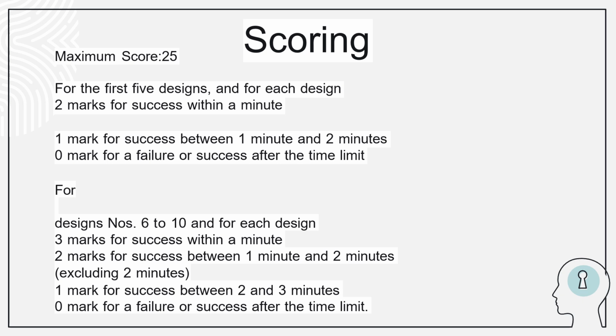marks. And for design 6 to 10, for each design, 3 marks for succession within a minute, 2 marks for succession between 1 to 2 minutes, 1 mark for succession between 2 to 3 minutes, and 0 marks for failure. So we can see 6 to 10, 3 each, so that is 15, and 1 to 5, 2 each, 10, so that is 25. So that is how the maximum score that you can get is 25.